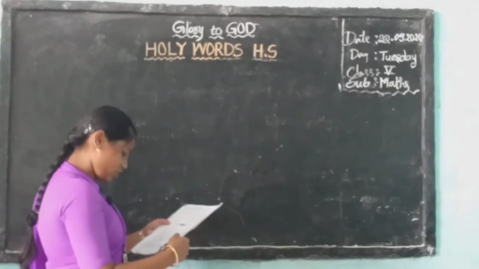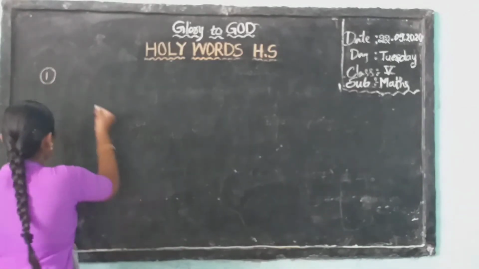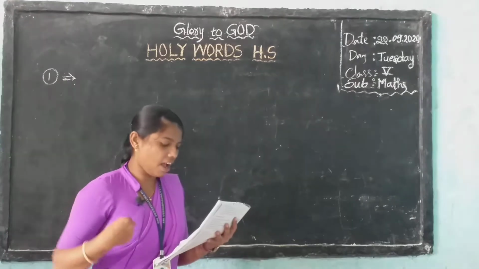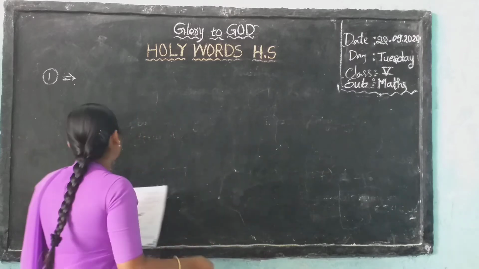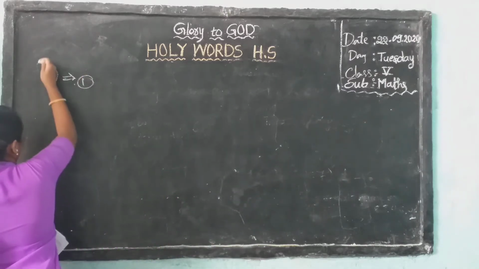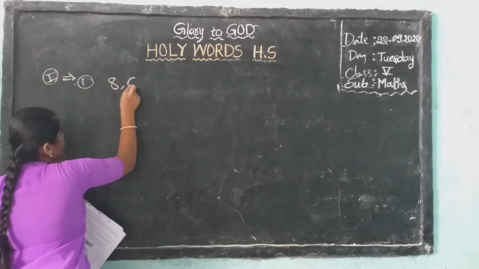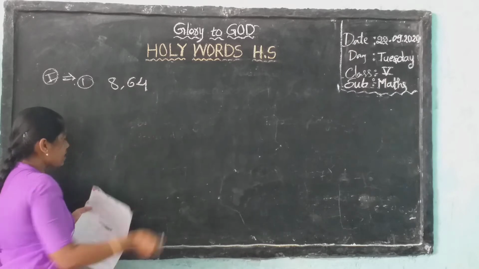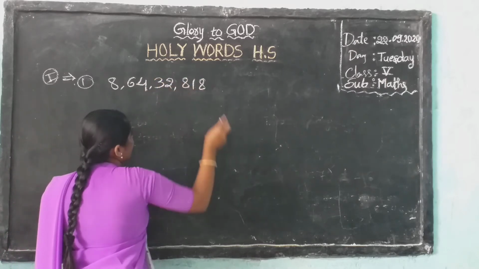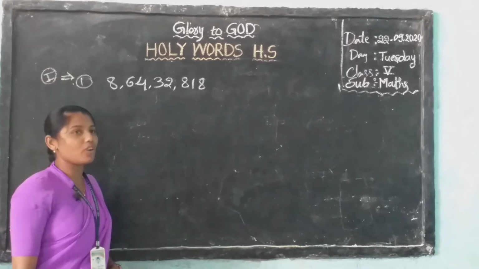Next, page number 67, first problem. Listen carefully. Find the successor of the following numbers. First problem: 8 crores, 64 lakhs, 32,818. We have to learn about successors.